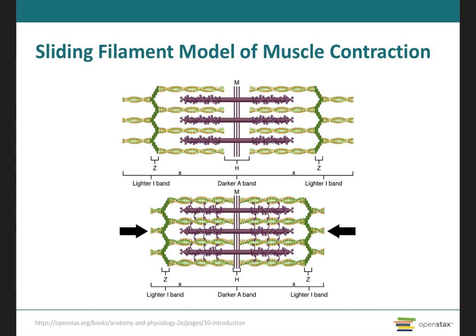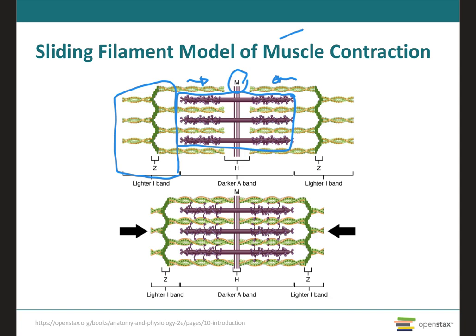With regards to the sliding filament model of muscle contraction, what's going to occur is that the thin filaments are going to move towards the midline, so the M line. The other thing that's important to notice is that the thick filaments stay in place. They do not move. The only thing that moves are the thin filaments. And one thing that you can notice is that the I band, which is this band right over here, is made up of only thin filaments.